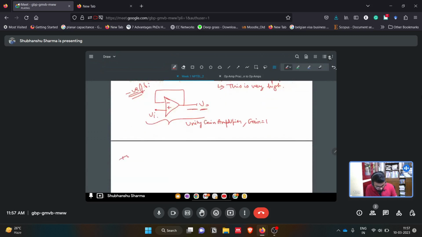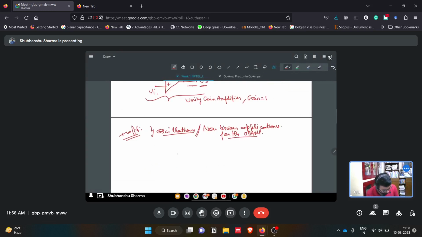But we also use positive feedback, like in oscillation circuits, or when we are going for non-linear applications of the op amp. We will be looking in future lectures at what these non-linear applications for the op amps are. These are oscillations.